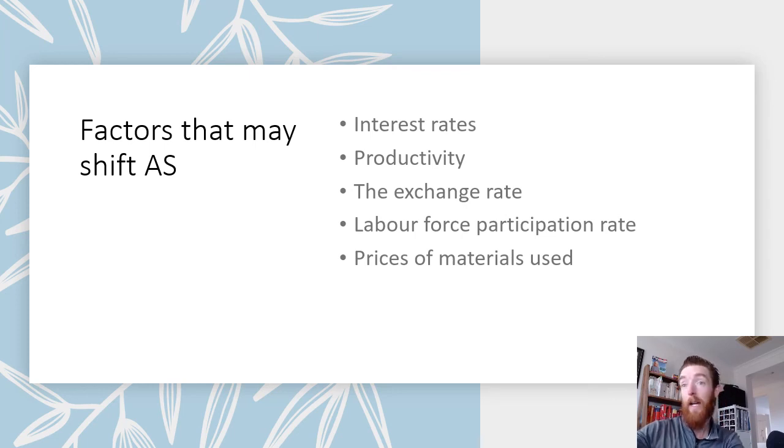Not great for aggregate demand, because a high exchange rate means that exports aren't going to be looking very good. But for aggregate supply, a high exchange rate can be favorable. A low exchange rate then means that inputs are more expensive, and that can lead to aggregate supply being worse off overall. Labor force participation rate: if more people are participating in the labor force, we're going to have a higher productive capacity and can produce more. And the prices of materials used, obviously cost of production, pretty clear there: goes up, bad for aggregate supply; goes down, good for aggregate supply.